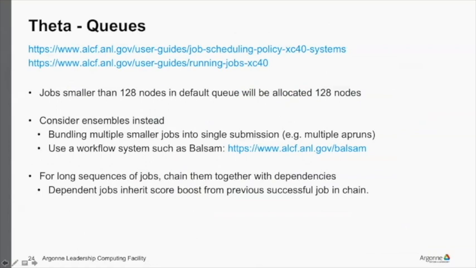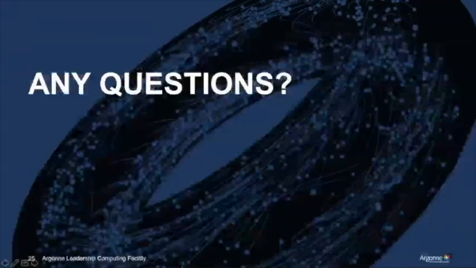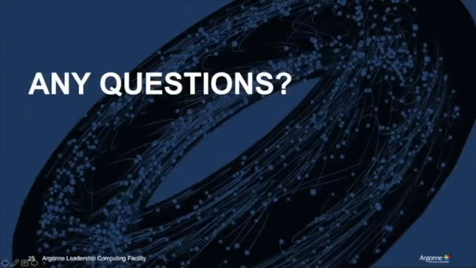And again, to reiterate, for long sequences of jobs where job two has to run after the first job and job three has to run after the second one, I do encourage using dependencies. When the lead job finishes, a fraction of the score that job had when it started will be passed on to its dependent job. So it's essentially a score boost to help your throughput in the queue.